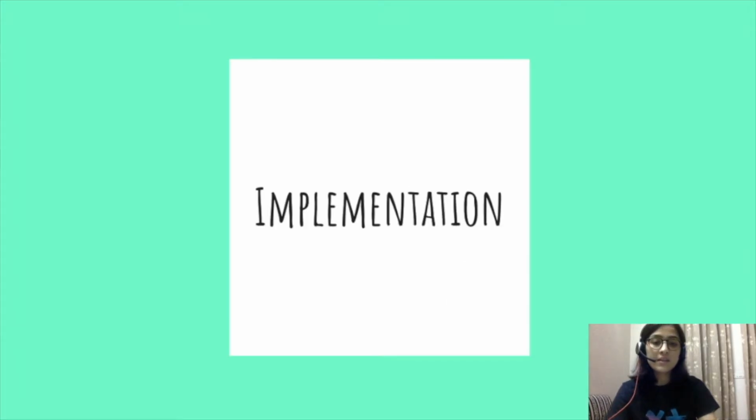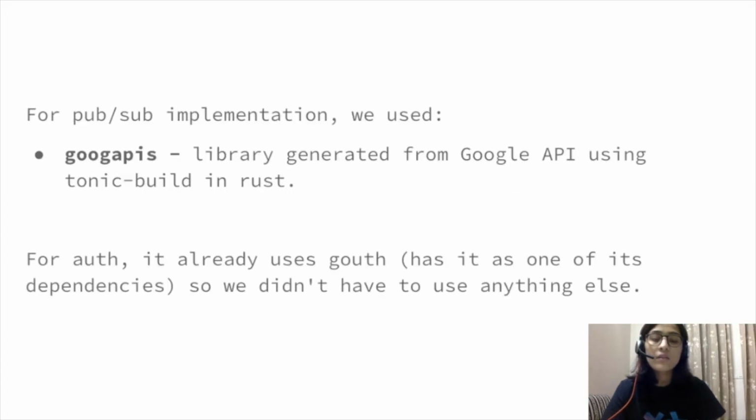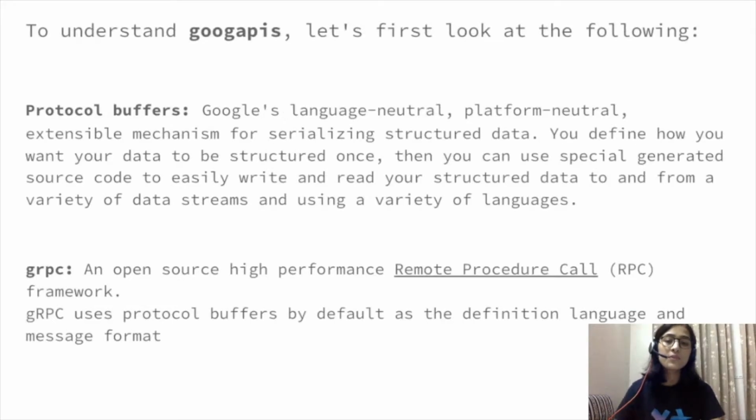Coming to the implementation, for the PubSub implementation, we used a Rust crate called Google APIs, which is nothing but a library that's generated from Google API using tonic build in Rust. Before we understand further, we first need to understand what exactly is Google API. For that, we need to understand all of the terms that I've mentioned here.